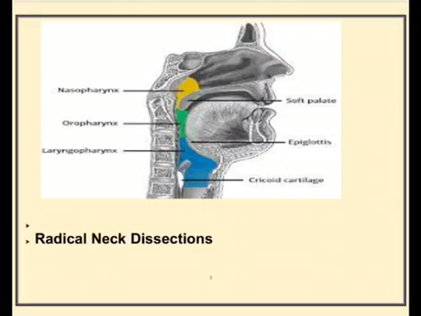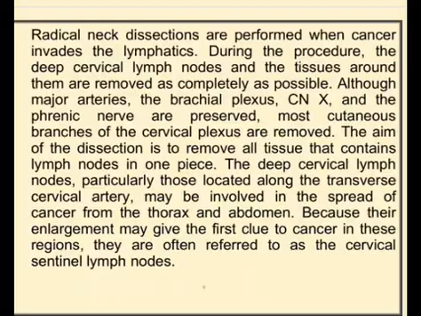Now let me talk about radical neck dissections. Radical neck dissections are performed when cancer invades the lymphatics. In the course of radical neck dissections, the deep cervical lymph nodes and the tissues around them are removed as completely as possible. So you must know that the major arteries, the brachial plexus, the 10th cranial nerve, which is the vagus nerve, and the phrenic nerve are all preserved in the course of radical neck dissection.